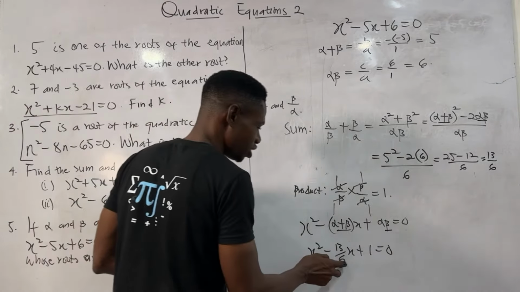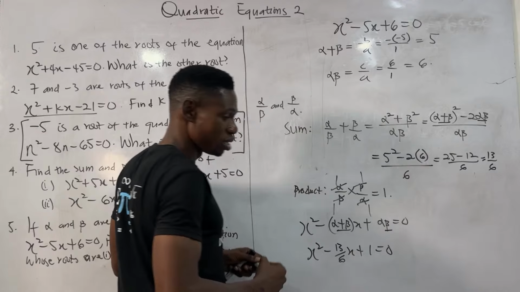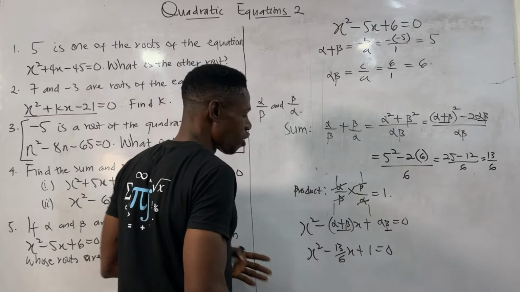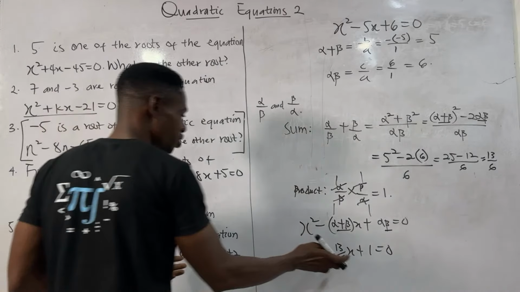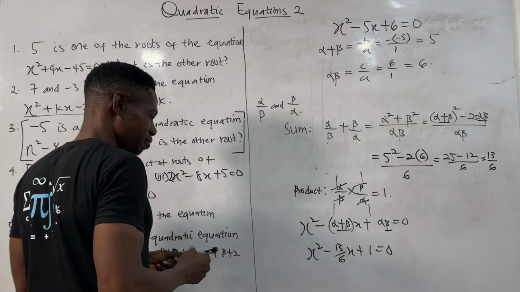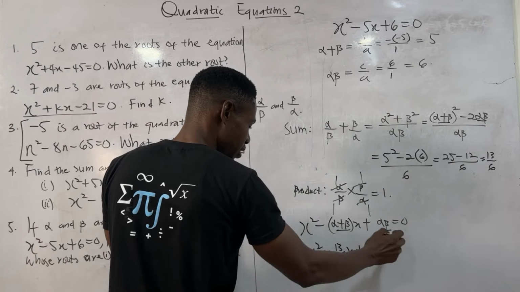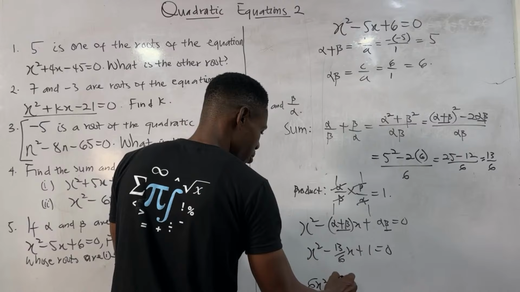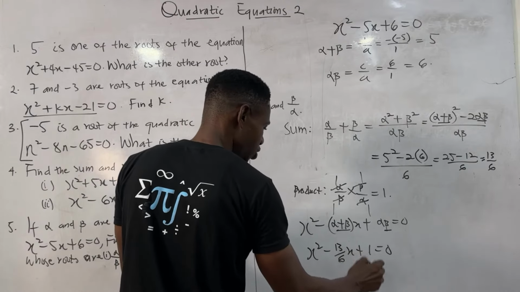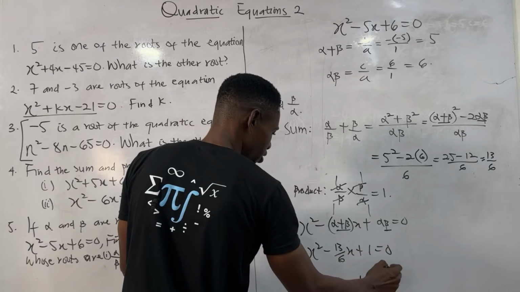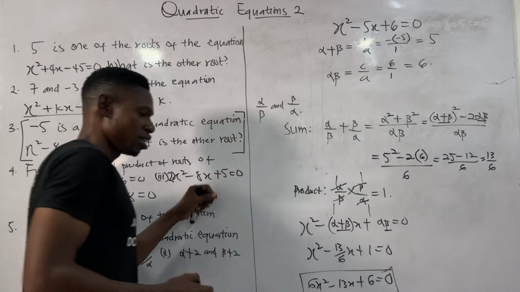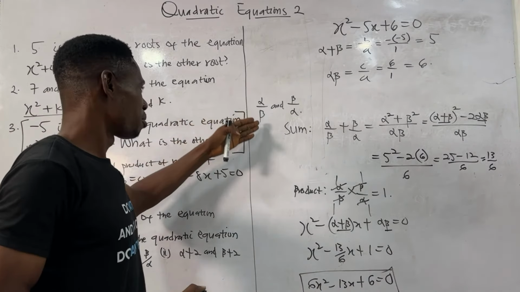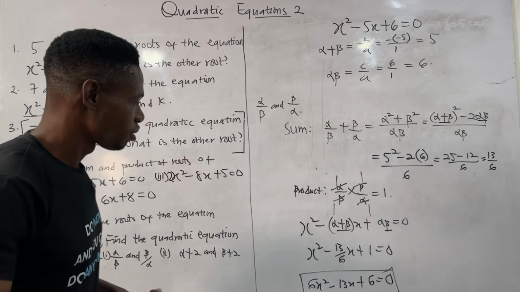Now, because we have a denominator here, we can multiply throughout by that denominator. If we have more than one denominator, we multiply through by the LCM of all the denominators. So here we have only 6, so we'll multiply throughout by 6. So we'll have 6x squared minus 13x, we cancel this 6 down, plus 6 times 1, 6, equal to 6 times 0, 0. Okay, so this is the new equation whose roots are alpha over beta and beta over alpha.